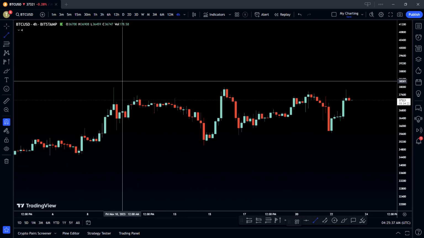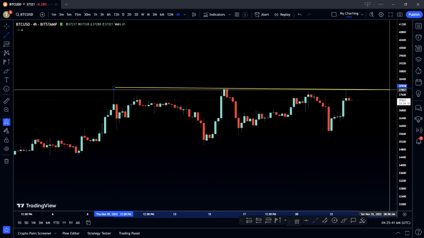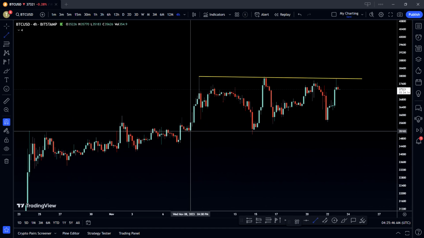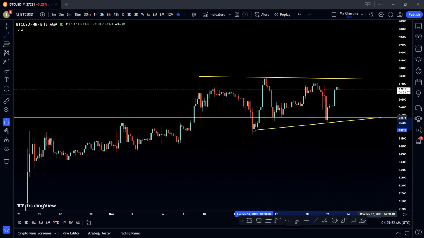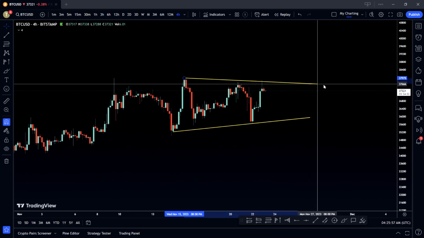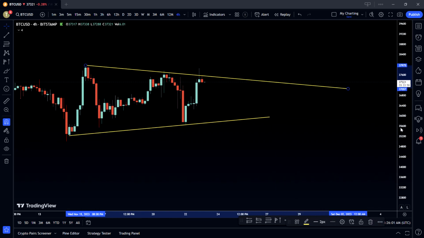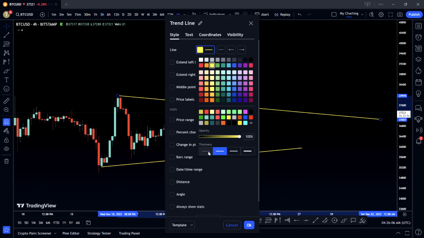Let's take a look at this. So when we have lower highs, okay, when we have lower highs and higher lows, essentially that's constricting into a triangle. Okay. Let's see. Or a wedge. I think it's better right here.